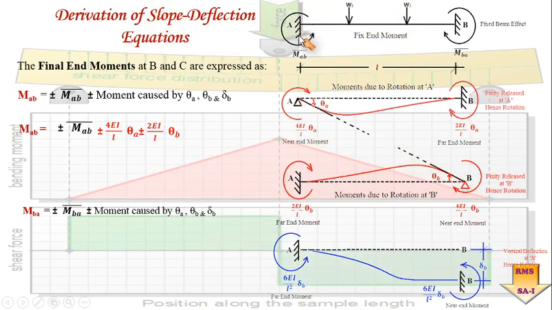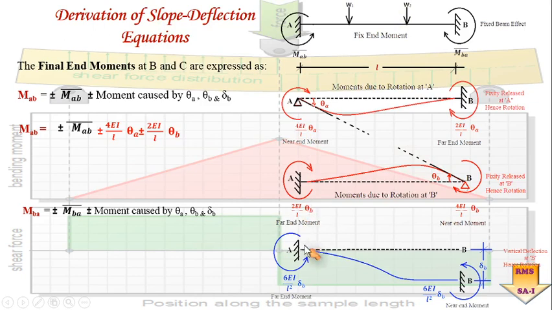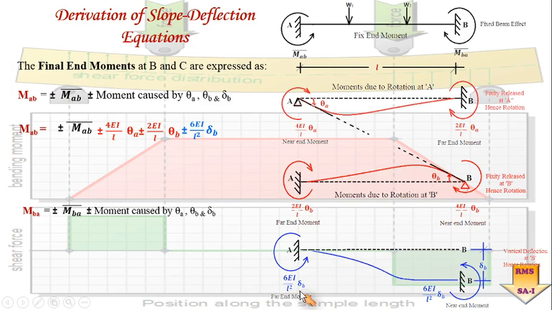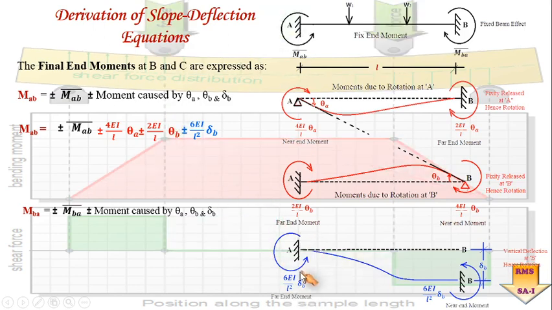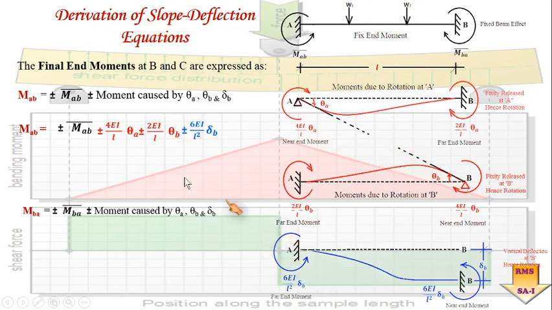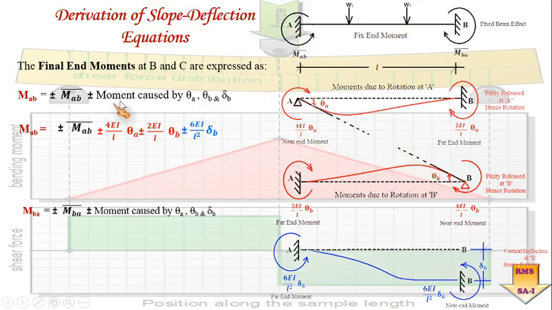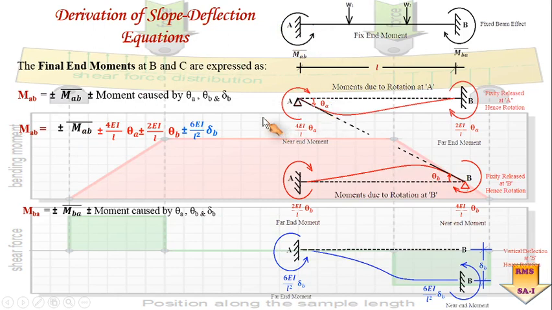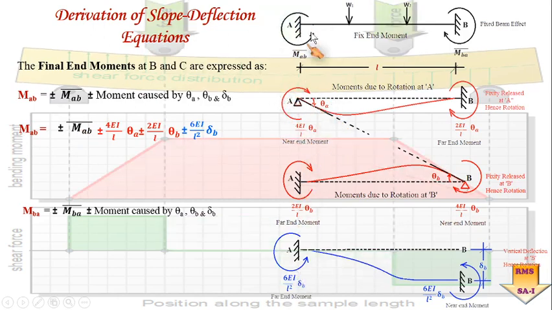So I am just adding all this one by one. So first MAB bar, 4EI by L theta A, then 2EI by L theta B, and the last one is obviously plus or minus 6EI by L square into delta B. Again plus or minus: when clockwise it is plus, anti-clockwise minus. Is it okay? So this is how we have found out the final end moment about point A by considering the fixity moment as well as the displacements occurring and the displacement effect occurring about each and every joint, about this particular point A. Is it okay?